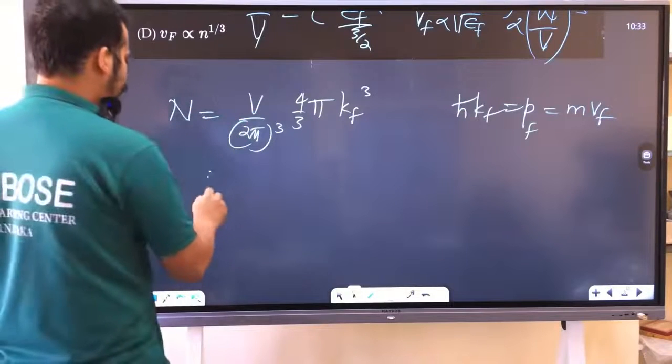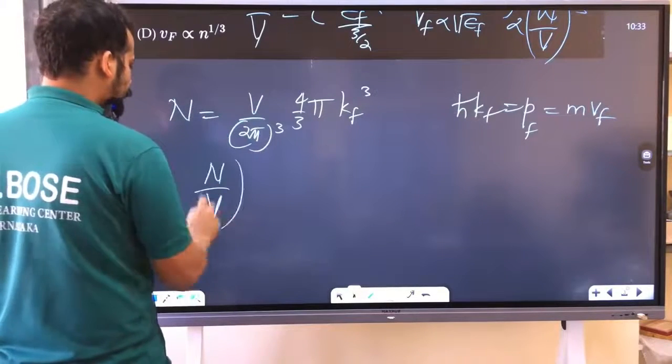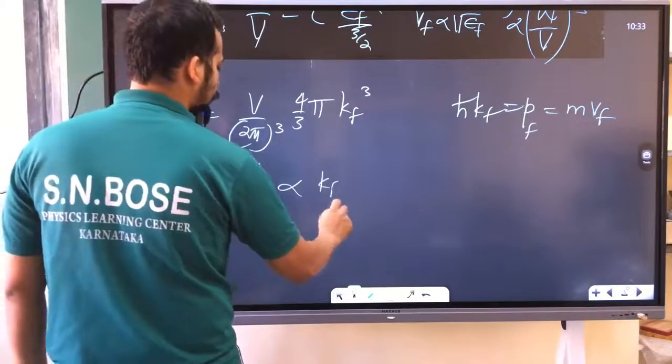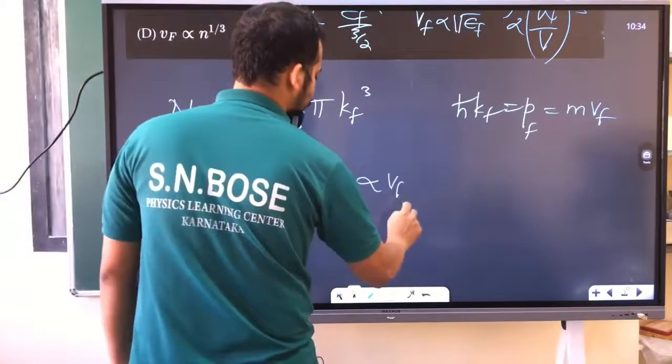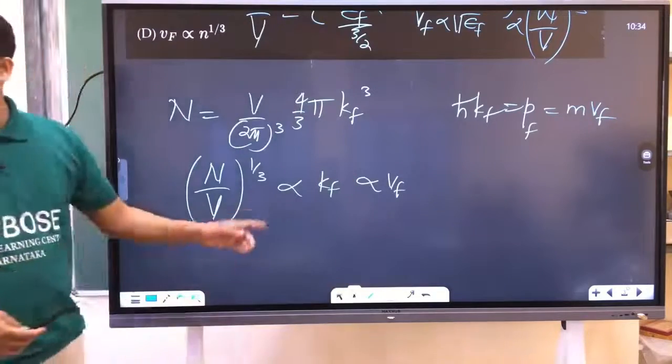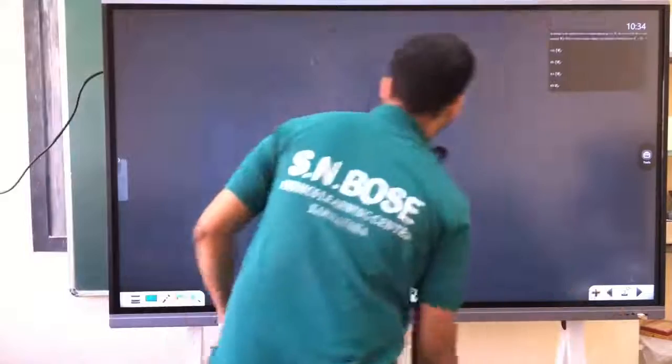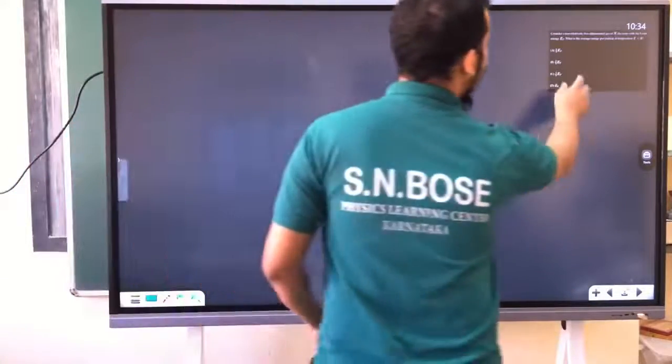That's why you can write directly (N by V) whole power 1 by 3 is proportional to kF. This also gives you a direct idea. Got my point? Think over it, whatever I told. I think this is one more question.